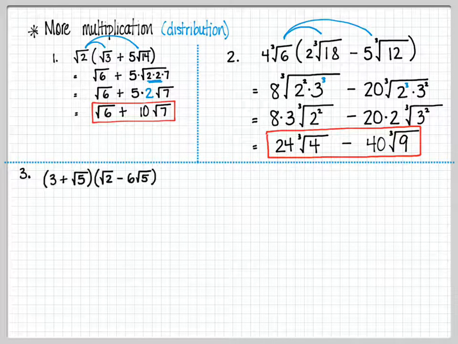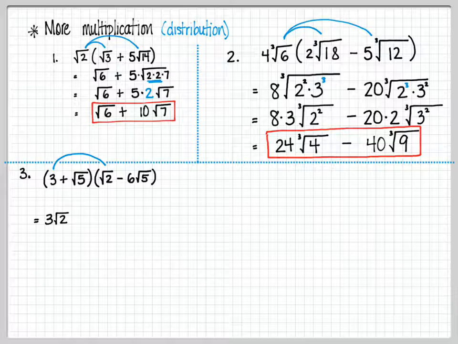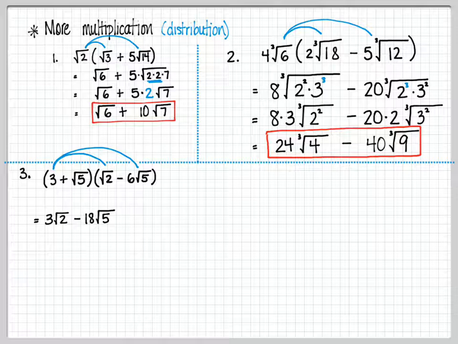In the third problem, we have what's like two binomials, and we're going to be doing some FOILing for this one to multiply this. So we're going to multiply the first, 3 times the square root of 2, and we get 3 root 2. Now we're going to multiply the first times the last, so 3 times negative 6 square root of 5. Well, that's going to be negative 18 square root of 5.